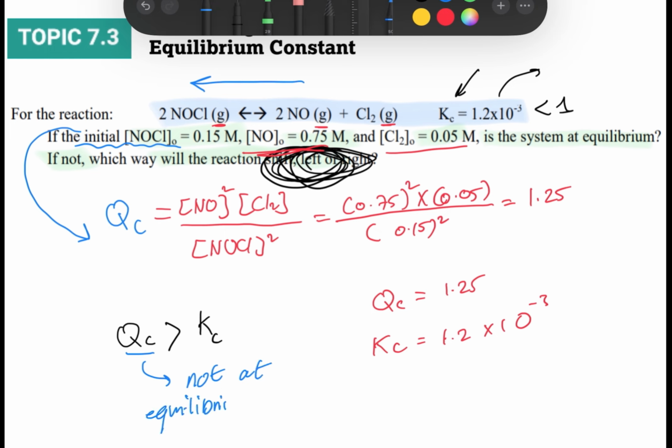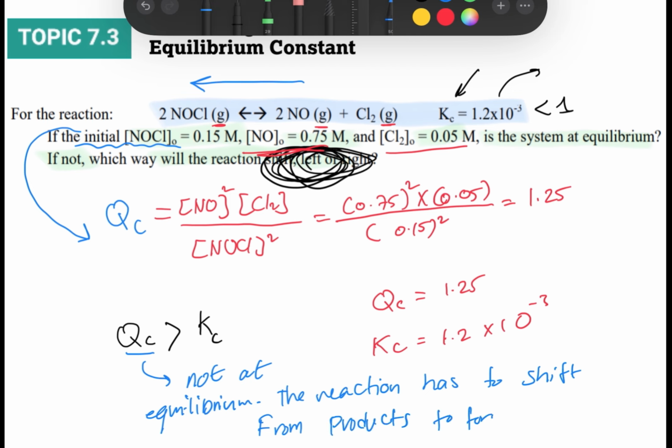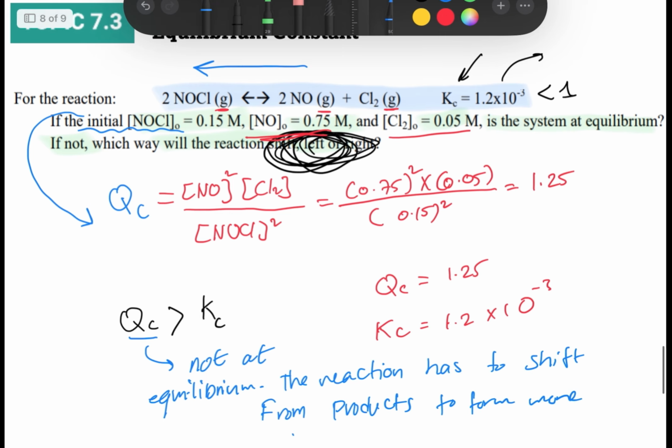However, the reaction has to shift from products to form more reactants to reach equilibrium. Okay, Qc is greater than Kc.